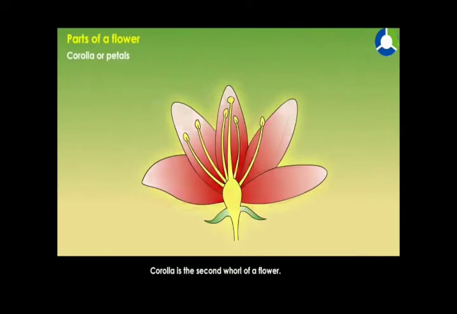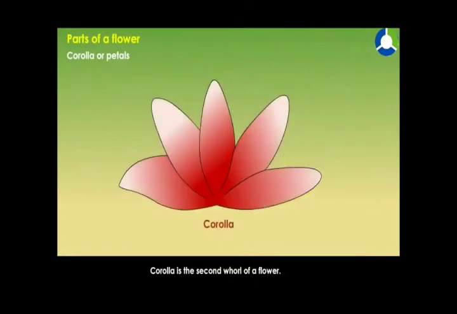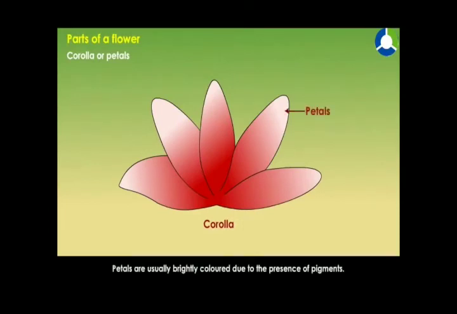Corolla or petals. Corolla is the second whorl of a flower. Each segment of the corolla is known as a petal. Petals are usually bright colored due to the presence of pigments. The bright color, sweet smell and nectar attract the insects.